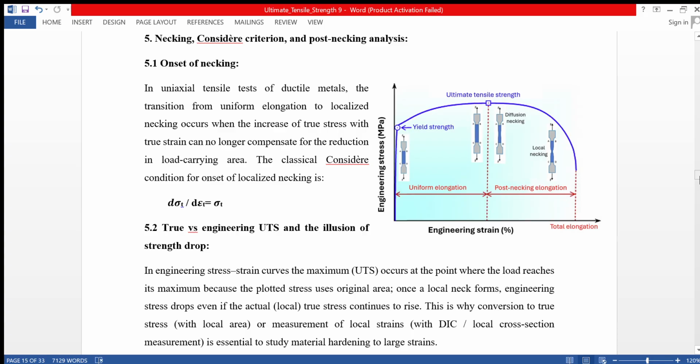True versus engineering UTS and the illusion of strength drop. In the engineering stress-strain curve, the maximum UTS occurs at the point where the load reaches its maximum, because the plotted stress uses original area. Once a local neck forms, engineering stress drops even though the actual true stress continues to rise. This is why conversion to true stress-strain, or measurement of local cross-section with DIC or other local cross-section measurement, is essential to study material hardening to large strains.